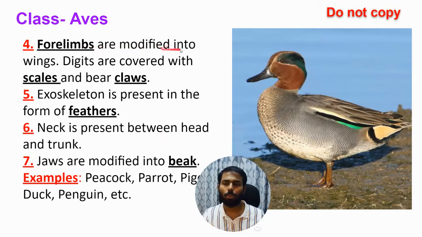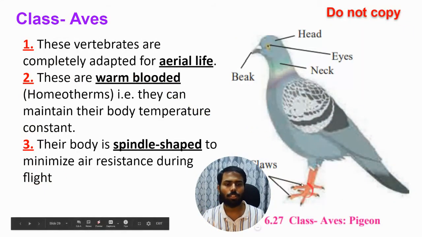Next, forelimbs are modified into wings. Fore यानी आगे का. सो आगे के जो 2 हाथ हैं या फिर 2 लिम्ब्स हैं, उनको मॉडिफाई किसमें किया है? विंग्स में. ओके, तो सिर्फ 2 पैर होंगे और 2 हाथ की जगह पे 2 विंग्स आ जाते हैं. ओके, digits are covered with skin. Digits यानी फिंगर्स और टोज, राइट? उनमें क्लॉज होंगे. So you could very well see the claws over here, right? क्लॉज दिख रहे हैं.